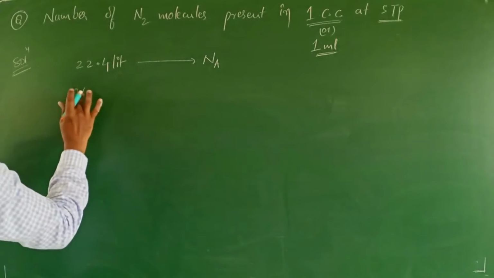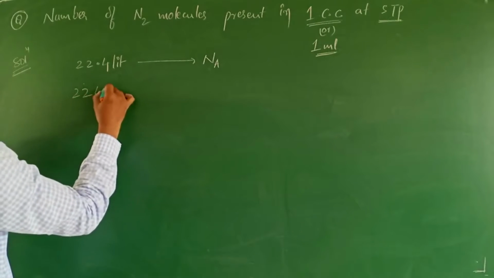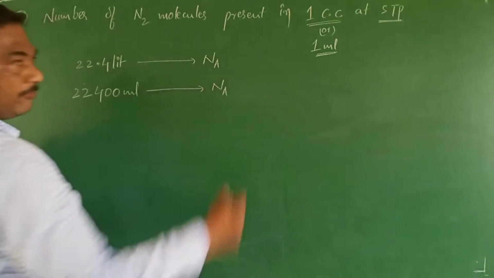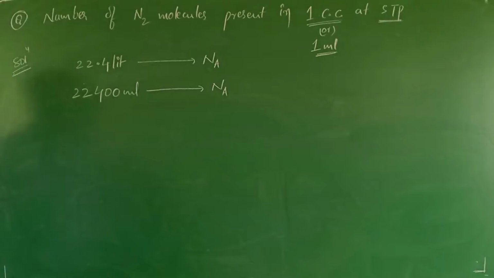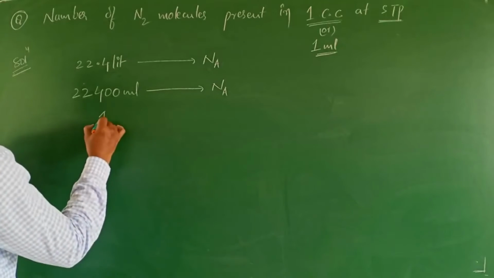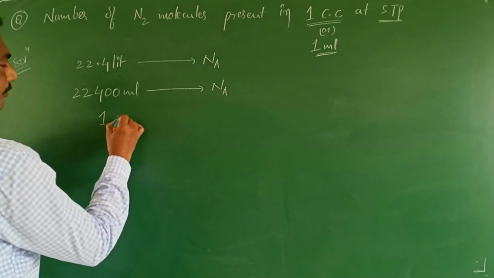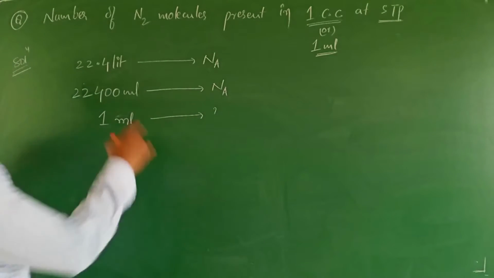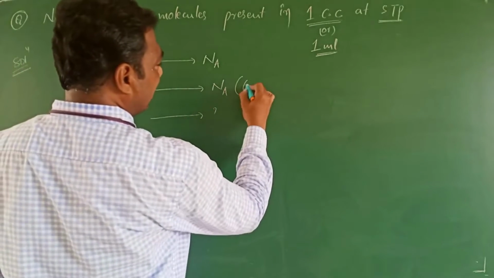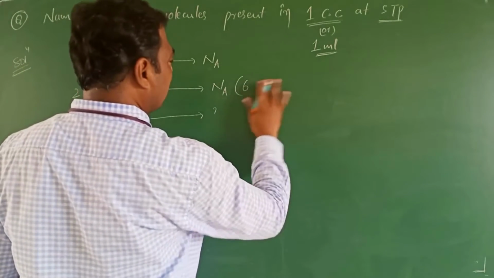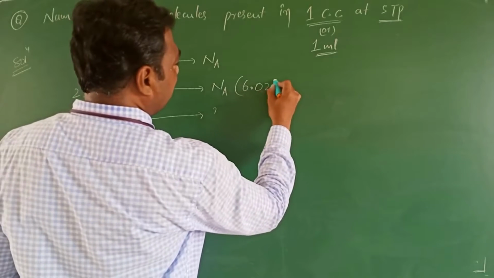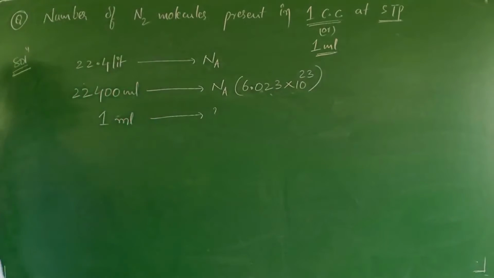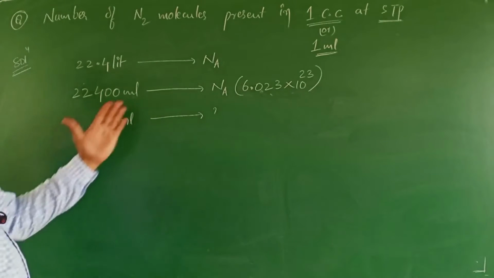Therefore, we will convert into ml, that is 22,400 ml contains Avogadro number of molecules. And here 1 cc, that is 1 ml, we will take. 1 ml equals to how much? Now this Avogadro number is nothing but 6.023 into 10 power 23.